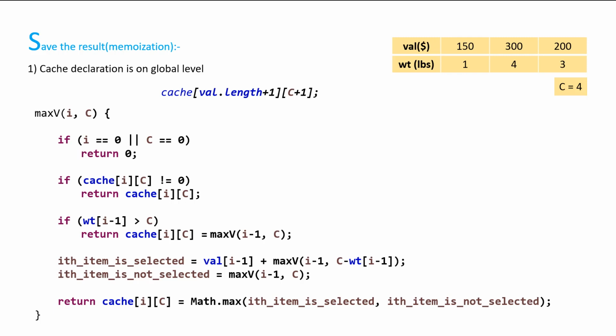So guys, in that we have 2 variants. First is where the cache declaration is at the global level. So at the global level I have a cache. The cache size depends on the length of the items plus 1, and the capacity of the item plus 1. Why have we taken this plus 1, guys? Because we don't want to use minus 1 for each and every calculation. So that's why we always take an array of size 1 extra.